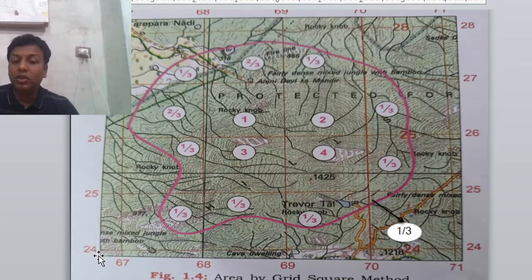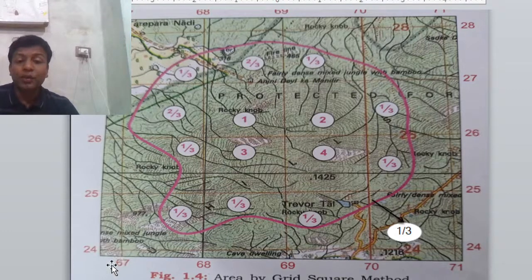About northing, the entire area here is 24, and like that 25, 26, 27. The last one is 27, which means apart from this nothing is here; 27 is the last in this topographical map. 28 does not exist in this map. Like that, easting is 67, 68, 69, 70, not 71. 71 is the last point and is not counted.